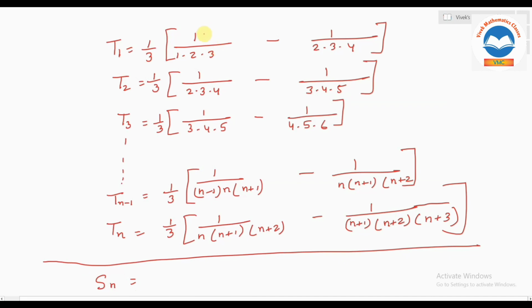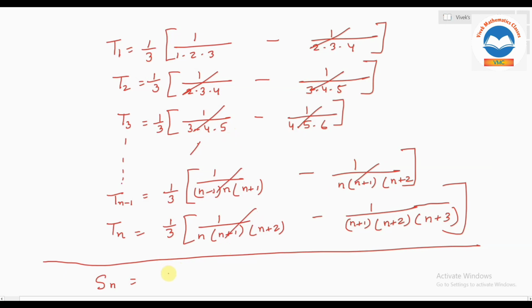What about the right side? If you see here, from T1 the second term and from T2 the first term will be the same, so it will be cancelled out. One is negative, the other one is positive, so it will be cancelled out. Next, the second term of T2 will be cancelled out with the first term of T3. Similarly, the second term of T3 will be cancelled out with the first term of T4. Okay. Similarly, all of this will be cancelled out, and this also will be cancelled out with this one.